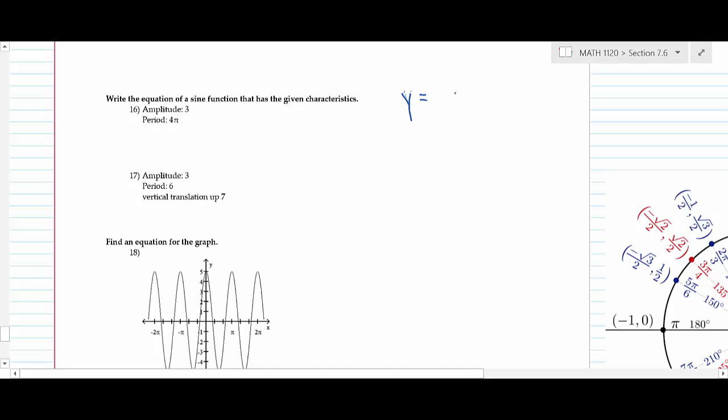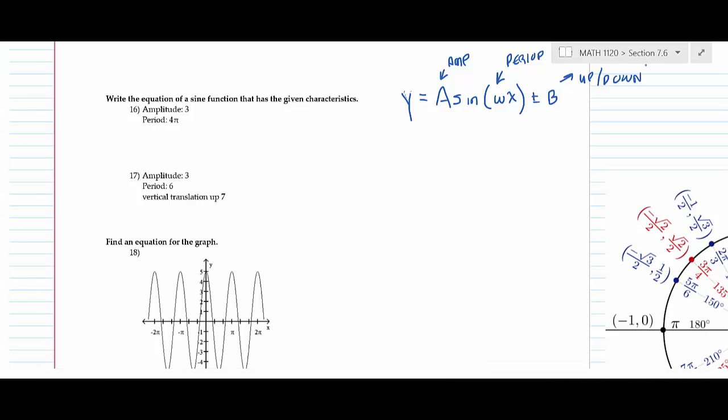is we have this general form, y equals a sine of omega times x, okay, just that, and then like plus or minus b or something like that. So what we were kind of talking about last time is this is the amplitude. Omega is not the period, but it gives you the period. And then b is an up or down transformation. So what we're going to do on these is we're going to take the information I give you and you're going to write an equation for this now, okay?